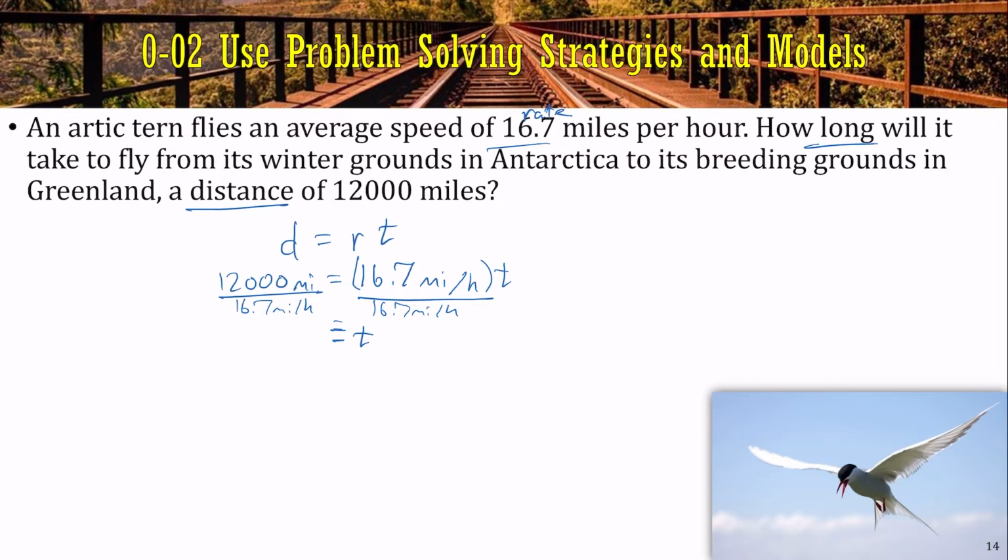So 12,000 divided by 16.7 is approximately 719. But what are our units? Well, the miles canceled out, so it's hours. It's a lot of hours. What if we converted that to days? There's 24 hours in a day. If you divide it by 24, you get 29.9 days. Now that's flying non-stop at that speed. Bet they probably go faster and then rest. But still, it takes a month for them to fly that far.